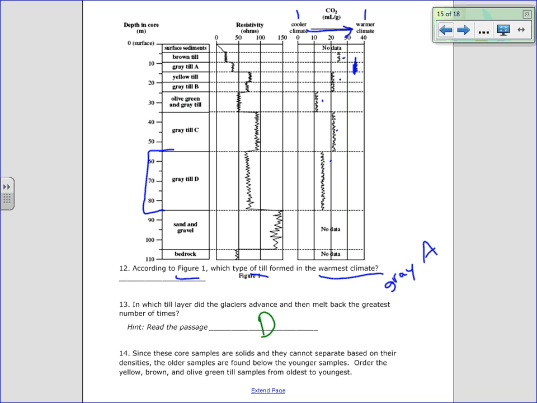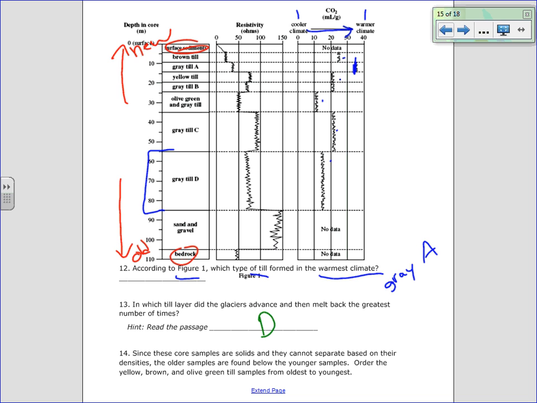Below means lower in depth. Below the younger samples, which would be up here. Your oldest one then is going to be on the bottom, and your newest one is going to be on the top, because the older samples are found below the younger samples. All right, this means that your oldest sample is bedrock, your youngest sample is the surface sediments.